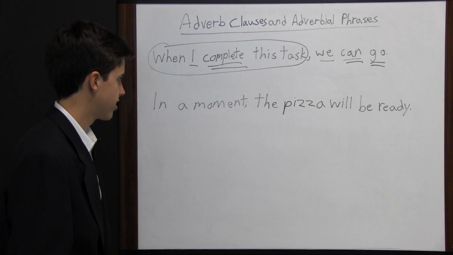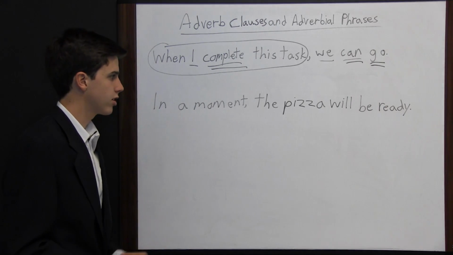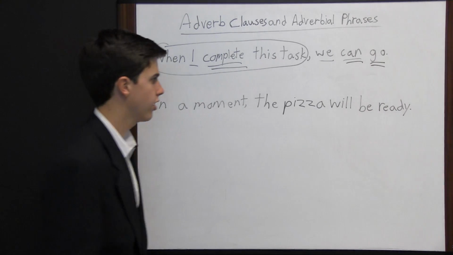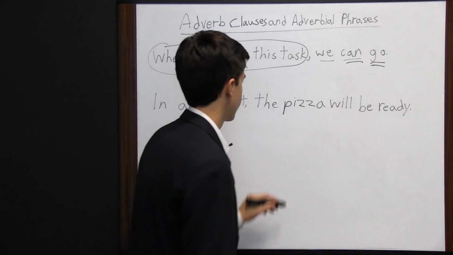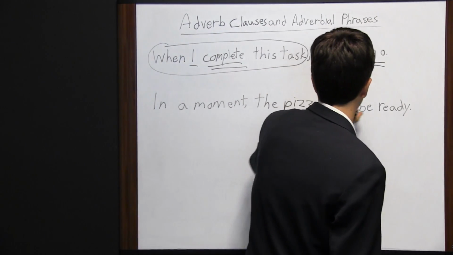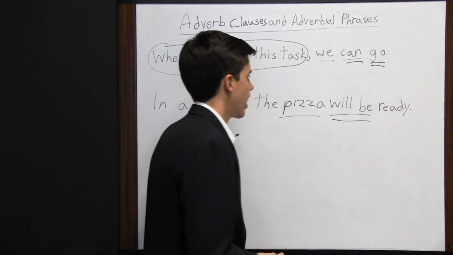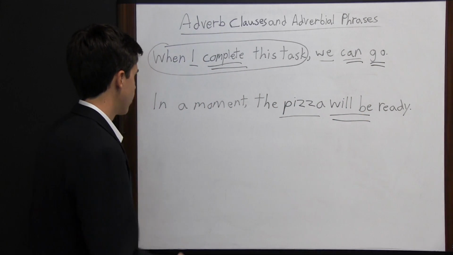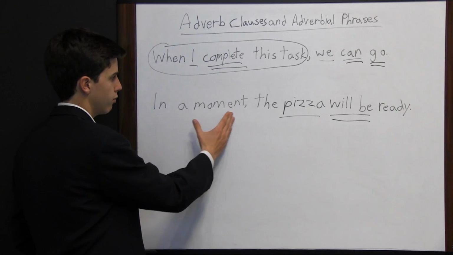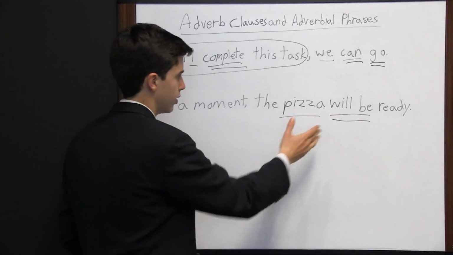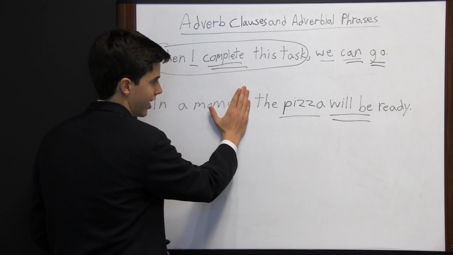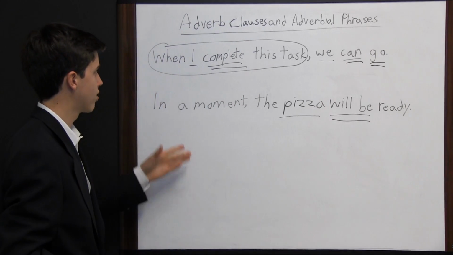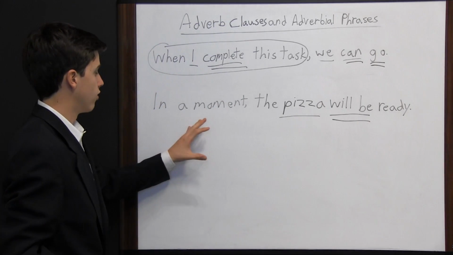All right, so let's look at this next sentence. In a moment, the pizza will be ready. Here, the meat of our sentence is, again, in the later part of the sentence. Pizza is the subject, and will be is the verb phrase. So here again, in a moment could be removed from the sentence. Now let's try reading the sentence without this. The pizza will be ready. The sentence still makes sense, so this is probably our adverbial phrase.